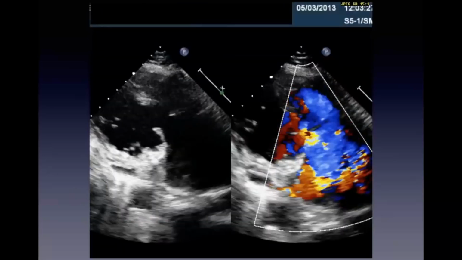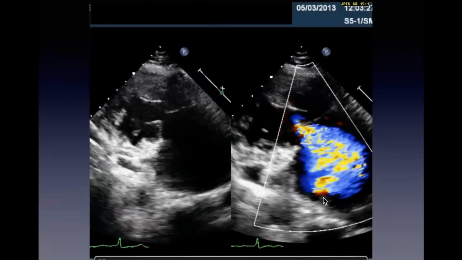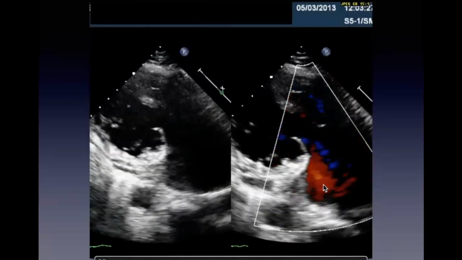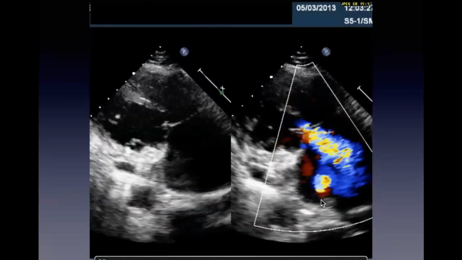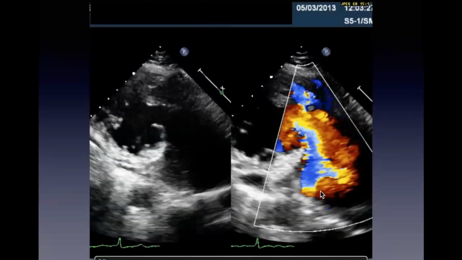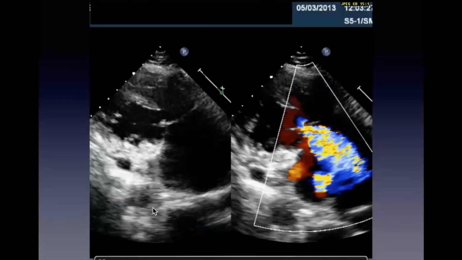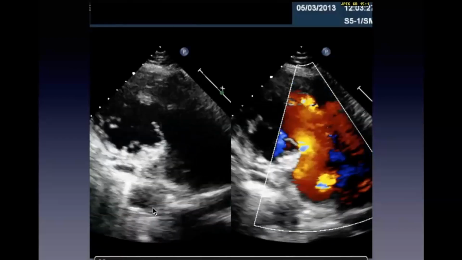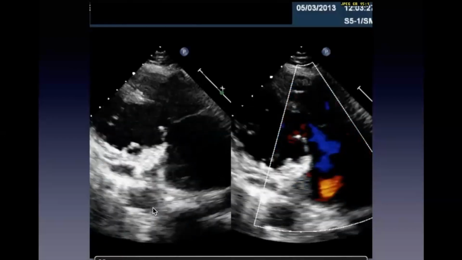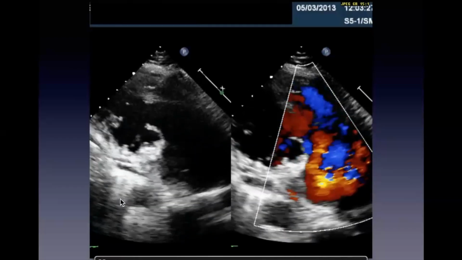I forgot to mention this. So on top of the tricuspid regurgitation, there's this abnormal flow here. And if you saw the short axis, do you know what this flow is here? What are the possibilities? It's from the area of the IVC or coronary sinus.